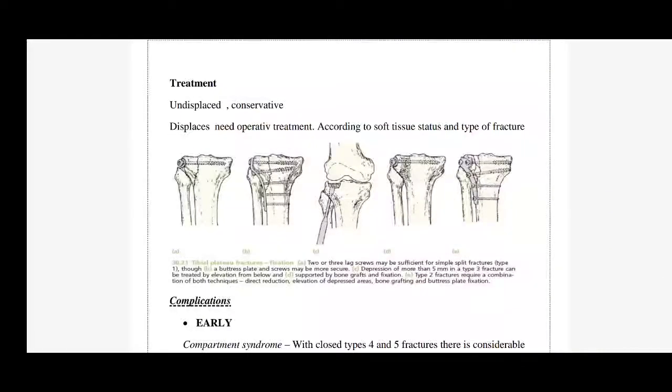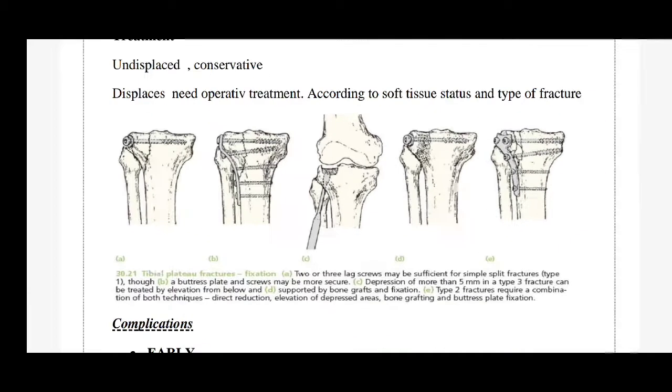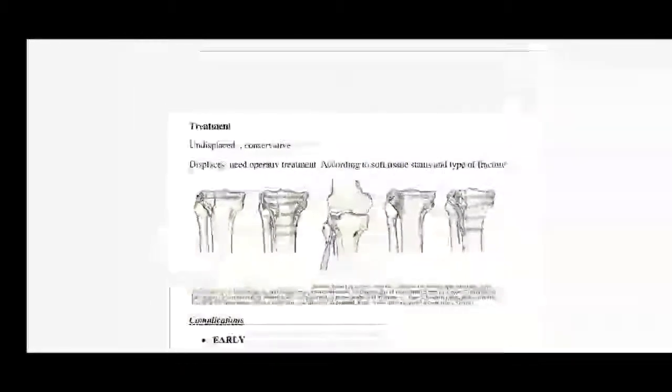Treatment: undisplaced, conservative treatment. Undisplaced, as we say, means less than 2 mm of displacement and no articular depression. Displaced otherwise is the indication for surgery because it's a fracture of necessity, should be reduced perfectly and held strongly for early rehabilitation to avoid knee stiffness and the problem of degenerative osteoarthrosis.